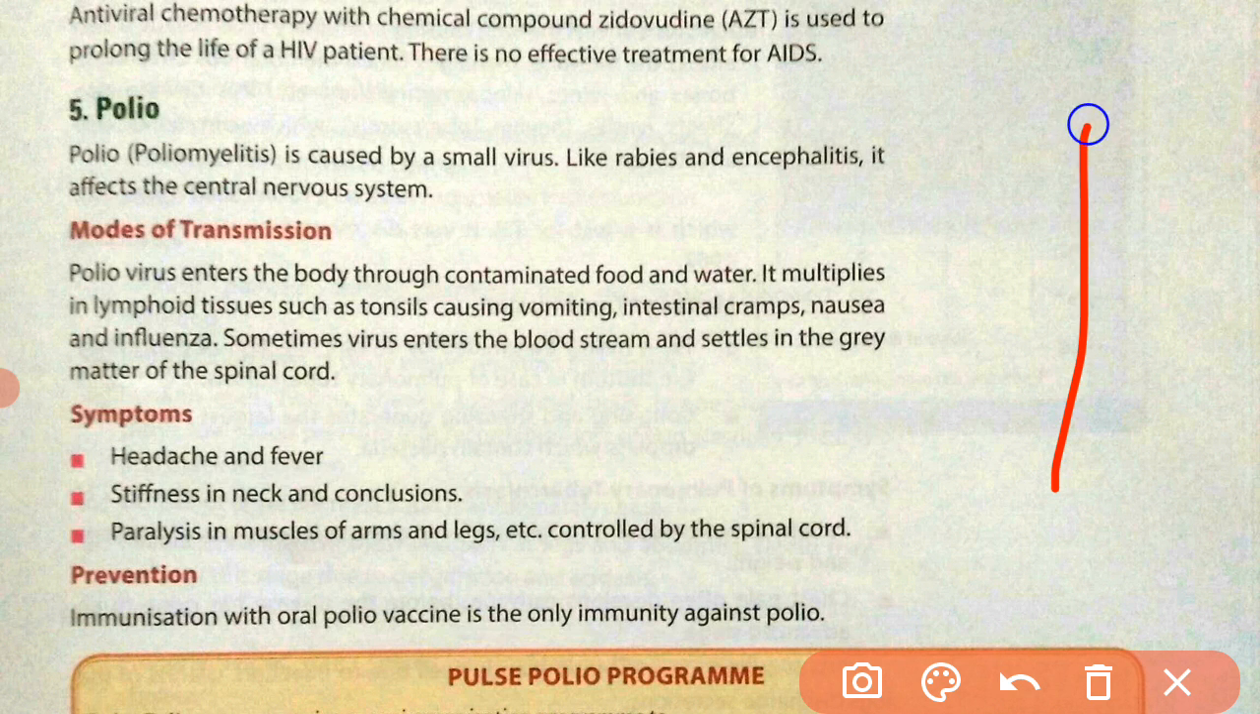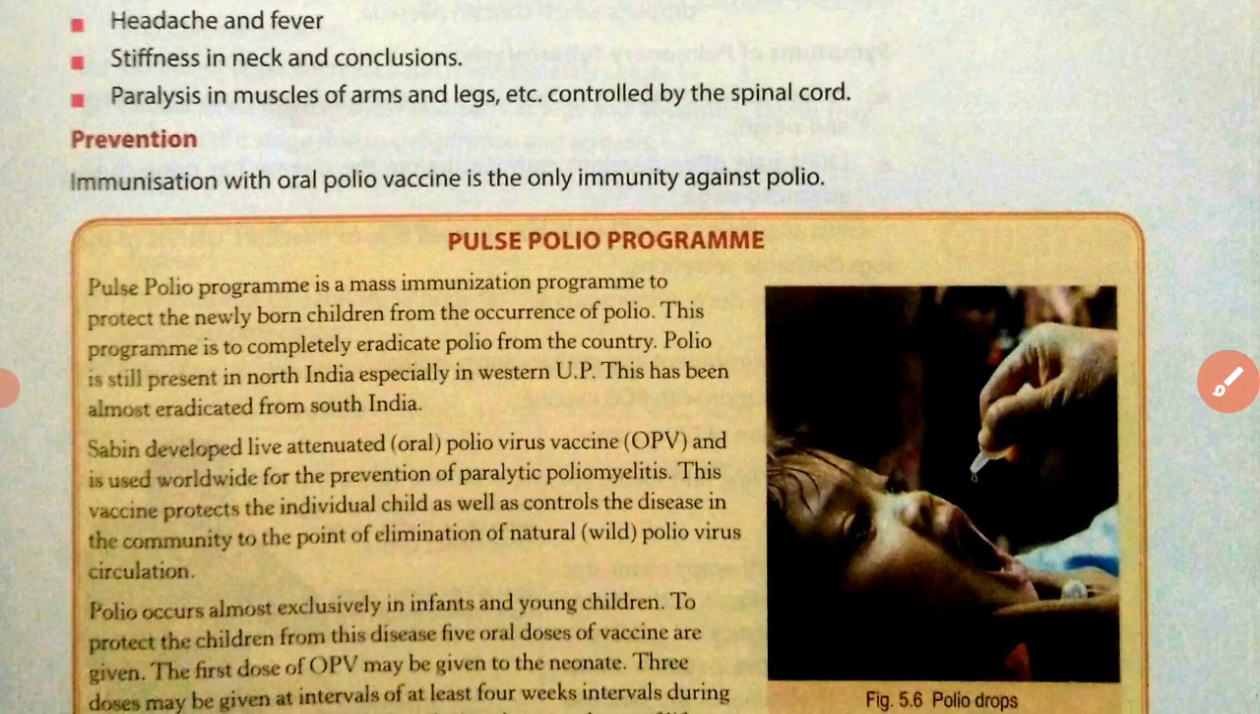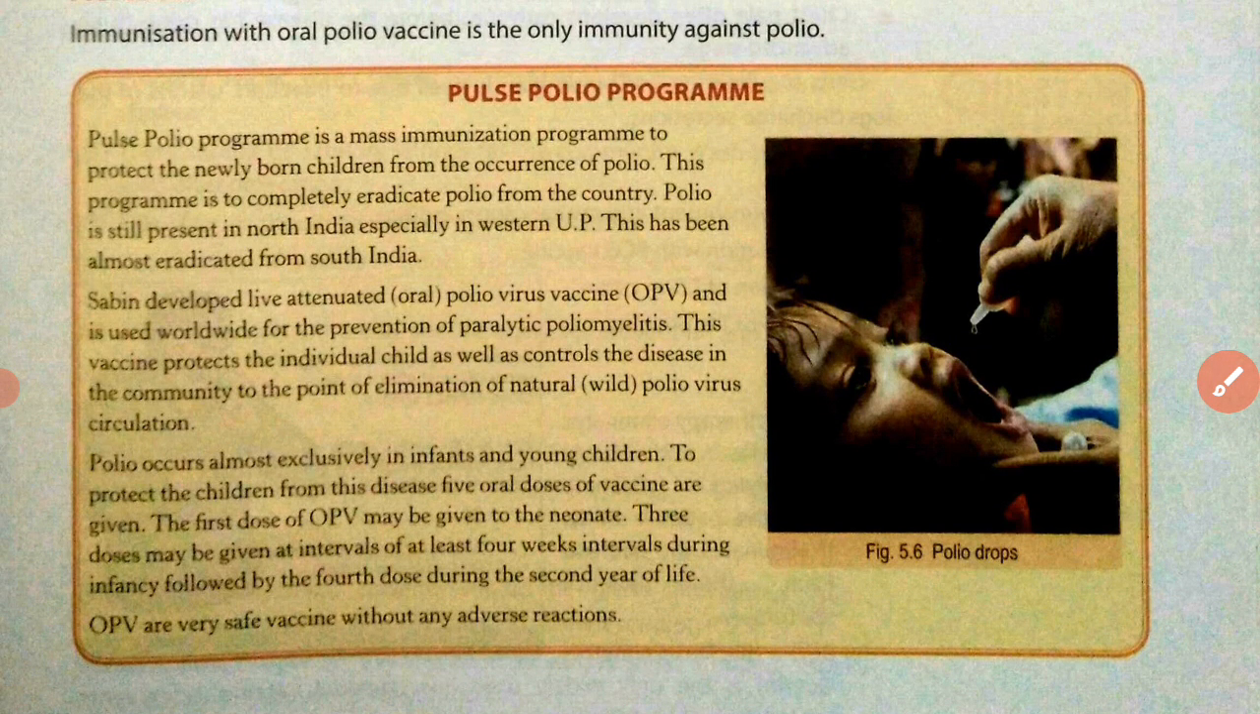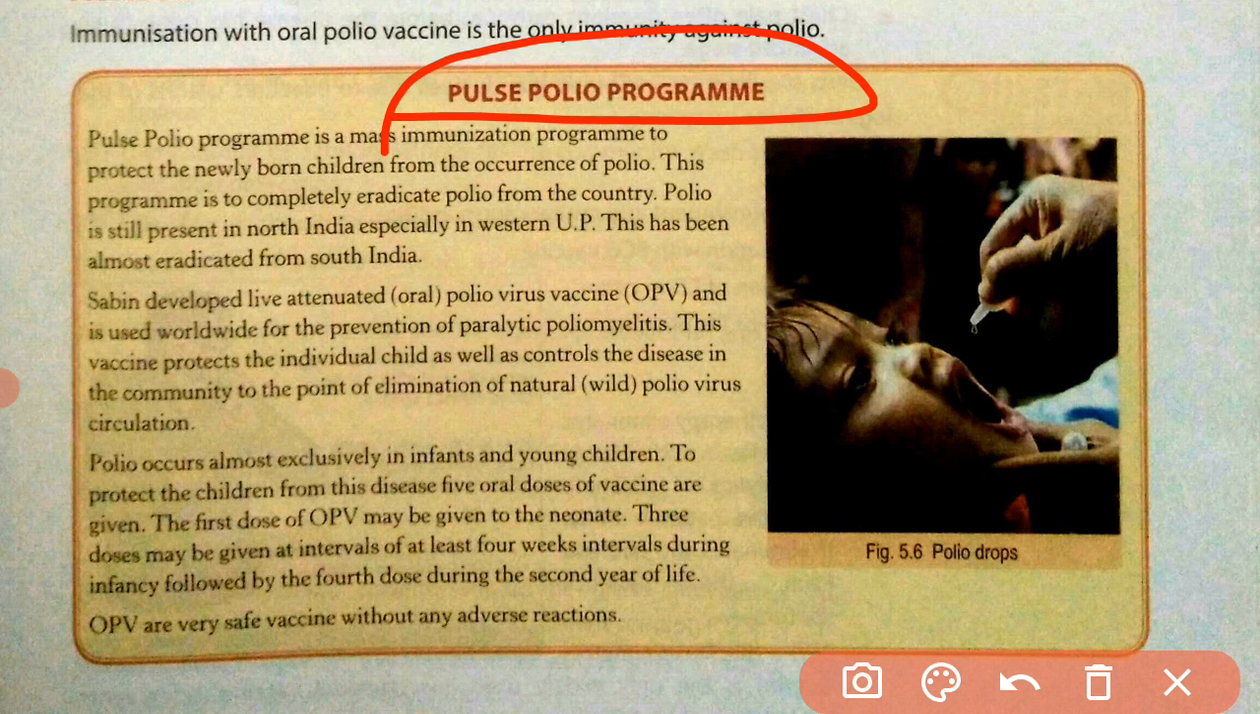So to avoid polio disease, there is a pulse polio program in India. This polio vaccine is given in the form of polio drops, which are given to small kids under the age of 5 to avoid the occurrence of this disease in small kids.